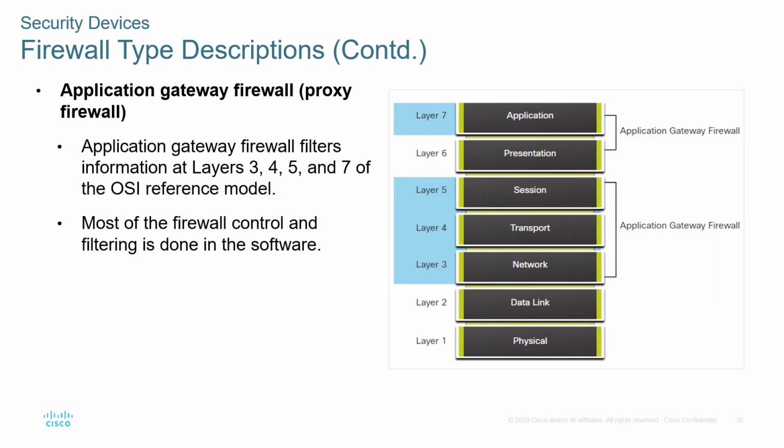We also have application gateway firewalls, or a proxy firewall. They operate at layers 7, 5, 4, and 3. Basically, most of the firewall controls are filtering, and that's done through the software. Oftentimes, application-based gateway firewalls are looking at application-based data.